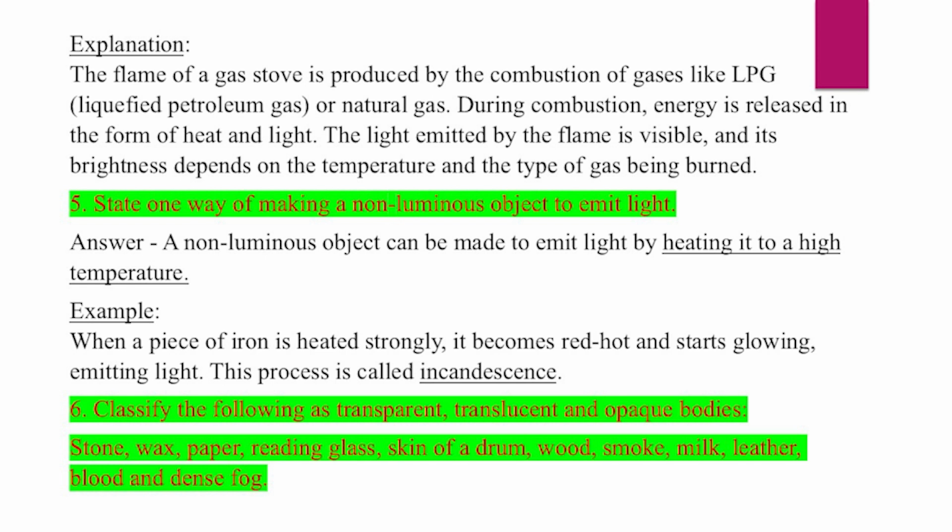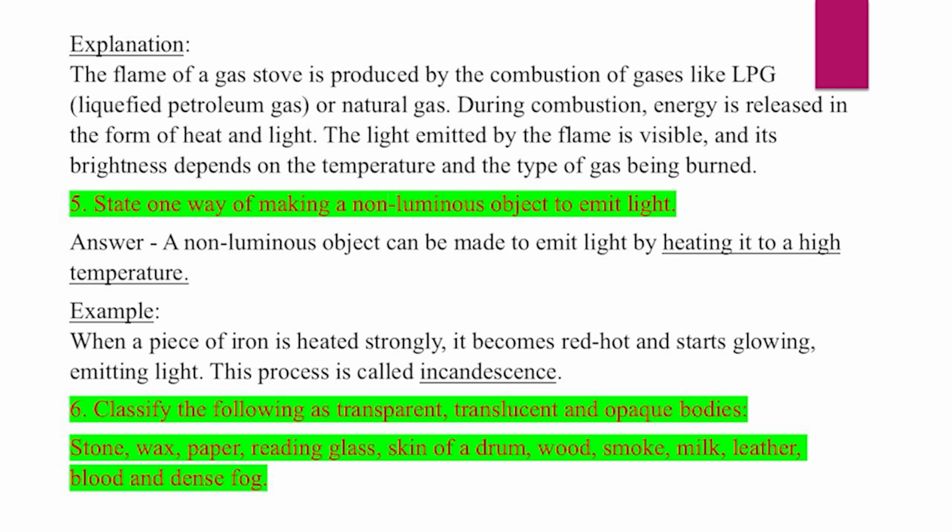5. State one way of making a non-luminous object to emit light. Answer: a non-luminous object can be made to emit light by heating it to a high temperature. Example: when a piece of iron is heated strongly, it becomes red hot and starts glowing, emitting light. This process is called incandescence.